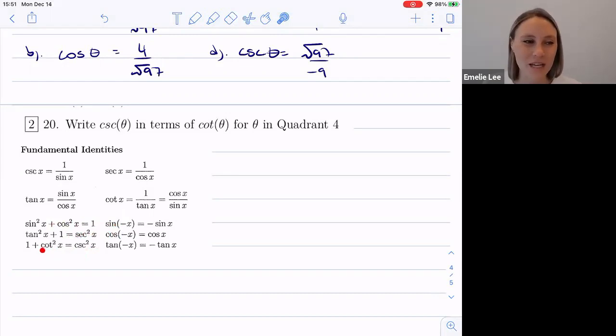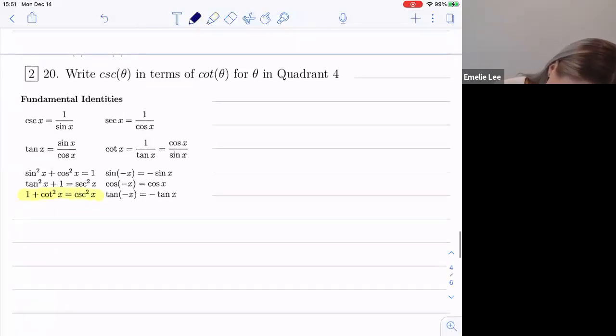So 1 plus the cotangent squared of theta is the cosecant squared of theta. Here x is theta, or if you want to use x, that's fine. It just gets a little confusing because we've got thetas here. Keep you on your toes, but x is theta, theta is x. So this is the one that I'm going to use: 1 plus the cotangent squared of theta is the cosecant squared of theta.